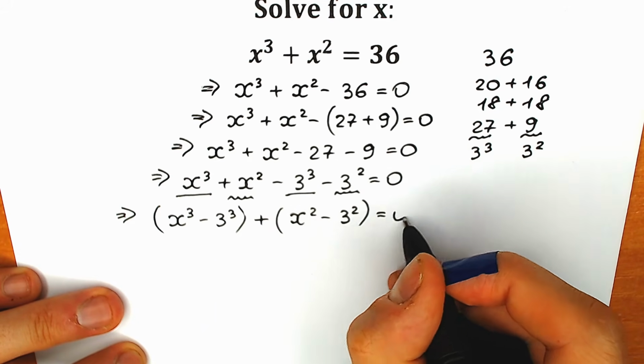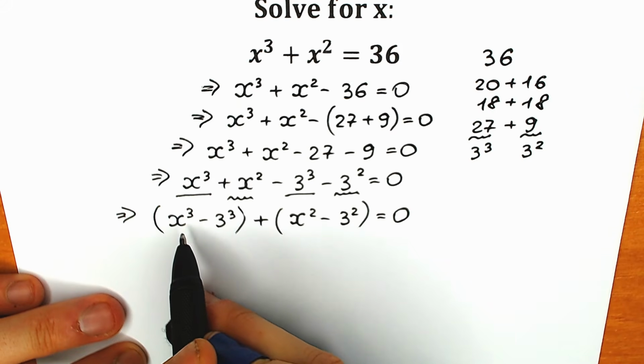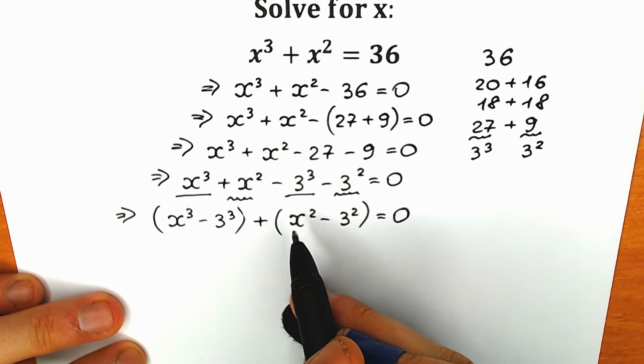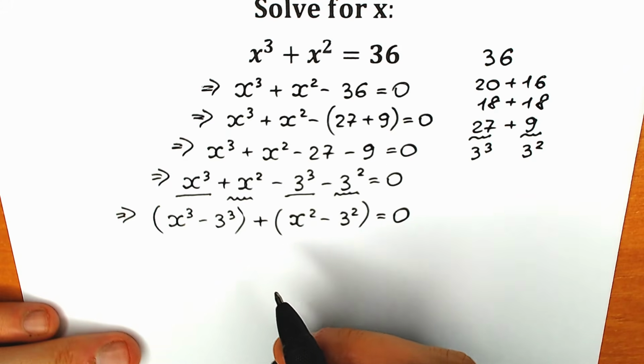And right now, let's look at this question from a different angle. What do we have right here in this parenthesis? We have the difference of 2 cubes. What do we have right here? We have the difference of 2 squares. And let's remember these formulas.